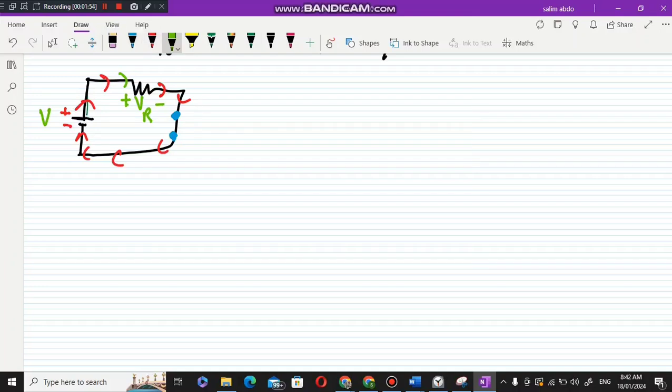If we have an open switch, we have what we call an open circuit, which means no current will flow. So this is an example of an open switch, or an open circuit, because no current will flow since the circuit is open.